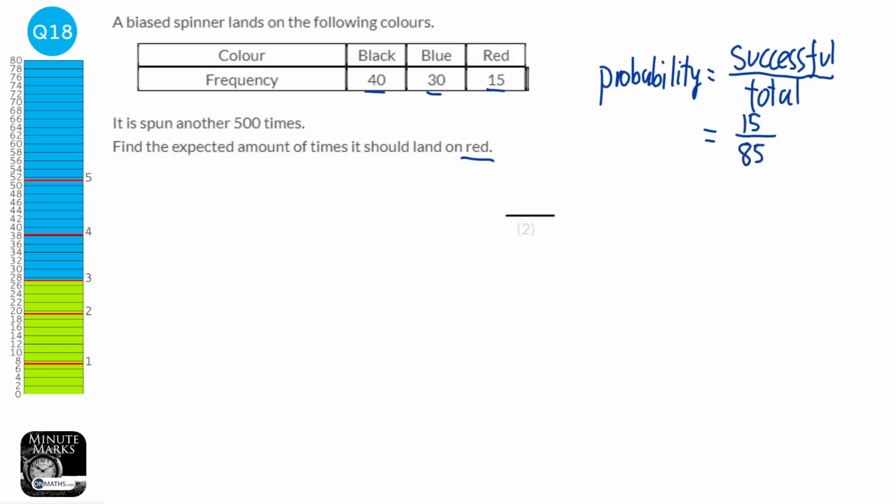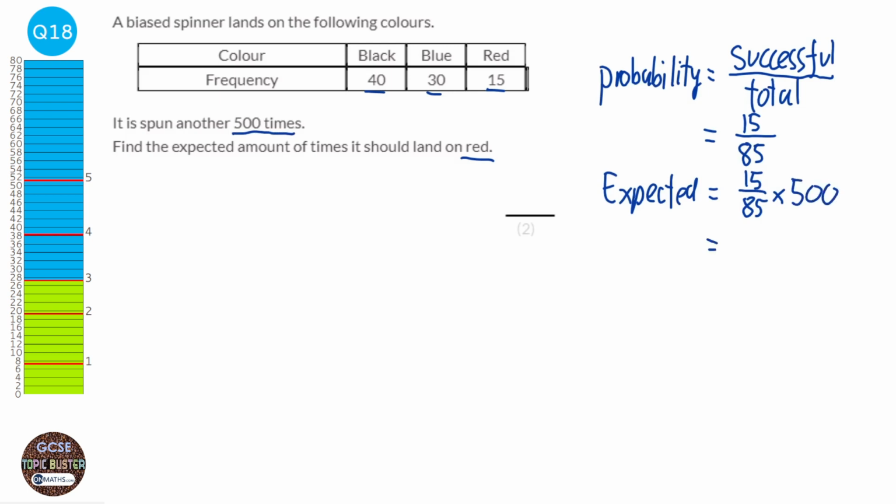Okay, now to find the expected amount, it's just the theoretical probability, which is 15 over 85, times the amount of trials, where it says it's spun 500 times. We just go times it by 500. And we get the answer of 88.235, and so on. And we're always going to round that down. Okay, so if it's 88.9, we're always going to round it down to 88. Only when it gets to 89 do we write 89. So our answer is that we're expecting roughly 88.